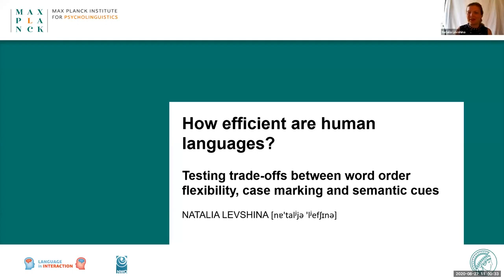Thanks a lot. So I'll be talking about efficiency here. I think we've all been incredibly efficient in this workshop, working hard and also reaping the benefits. But I focus here on word order. And I'll talk about word order flexibility, case marking, semantic use, and different trade-offs between them.